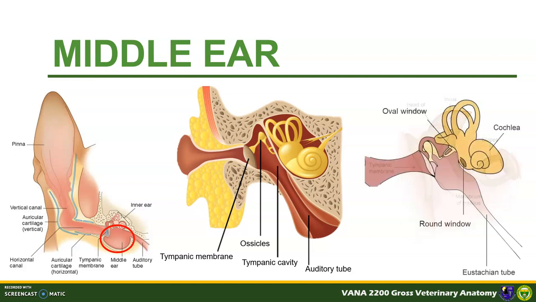The auditory or the eustachian tube is the passageway between the middle ear and the nasopharynx. It equalizes the pressure on both sides of the eardrum, thus protecting it from rupture. Swallowing opens the auditory tube, allowing air into the middle ear.